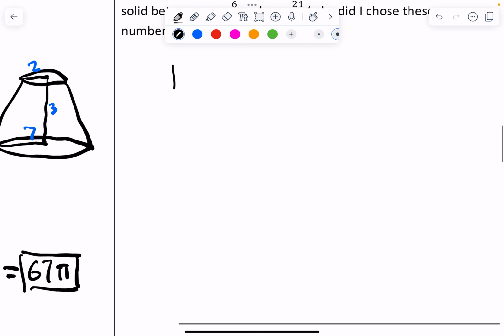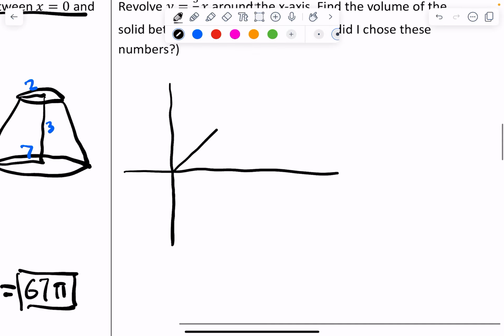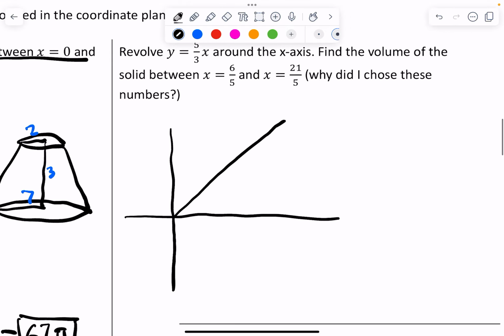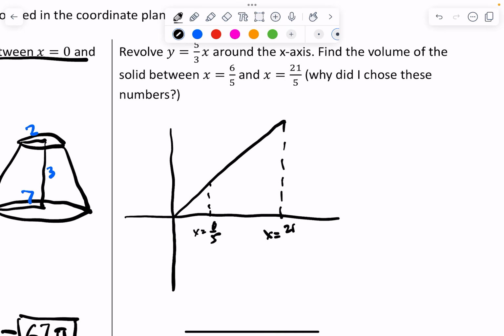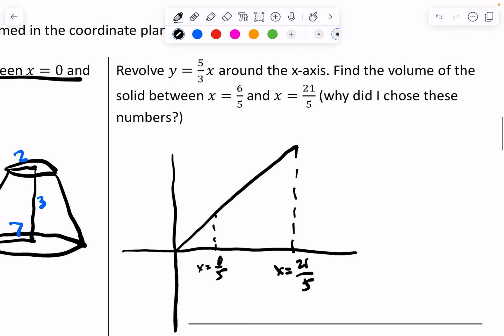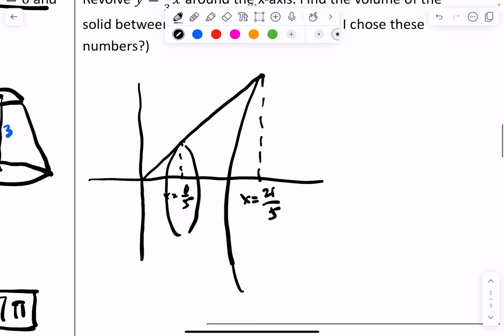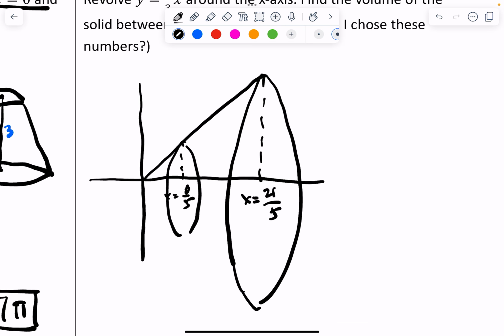So, again, we can draw our y equals 5 over 3 x line. And then this is x equals 6 over 5. And this is x equals 21 over 5. And then again, we want to rotate this around the x-axis. So again, we would be forming, guess what? A frustum. Right?